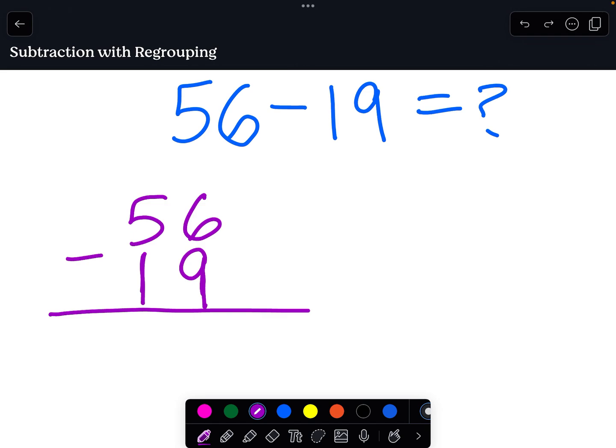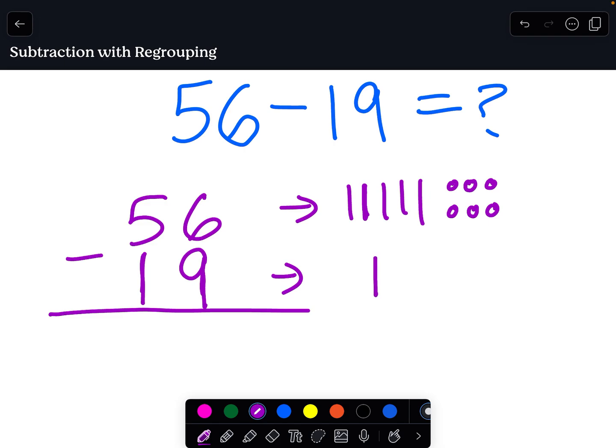So the first thing I'm going to do is I'm going to say, okay, 56 is the same as 5 tens and 6 ones. So 1, 2, 3, 4, 5. These lines represent tens, and I've got 5 of them. And then we've got 6 ones. 1, 2, 3, 4. You know what? I made them too close together. 1, 2, 3, 4, 5, 6. And these little circles represent ones. So 5 tens and 6 ones. And my 19 is represented by one line because it's one group of 10 and 9 ones. 1, 2, 3, 4, 5, 6, 7, 8, 9. All right.